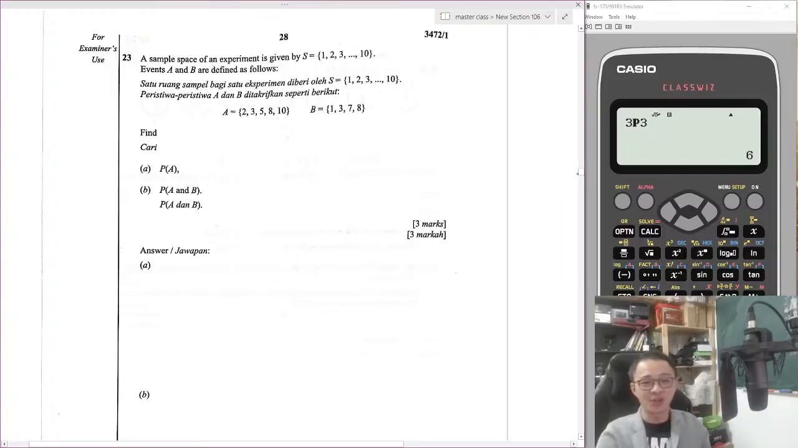Alright, so question 23. Which trial paper will you discuss next week? Yeah, I will do Selangor 2020 paper 2.